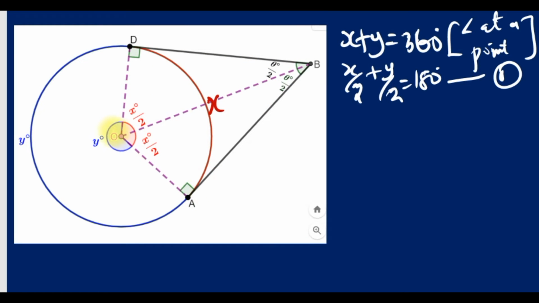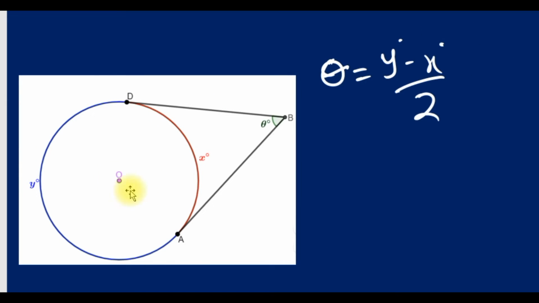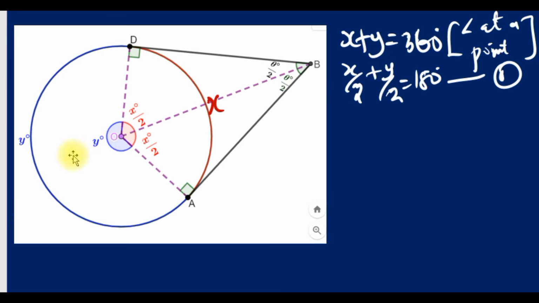Okay, remember we are given this. If you join O to A and O to D, you have something like this. That's the radius. The radius of the circle is OD or OA. And we know that the radius is always perpendicular to the tangent line. So the angle made by the radius and the tangent line is 90. So we'll form a right angle triangle.